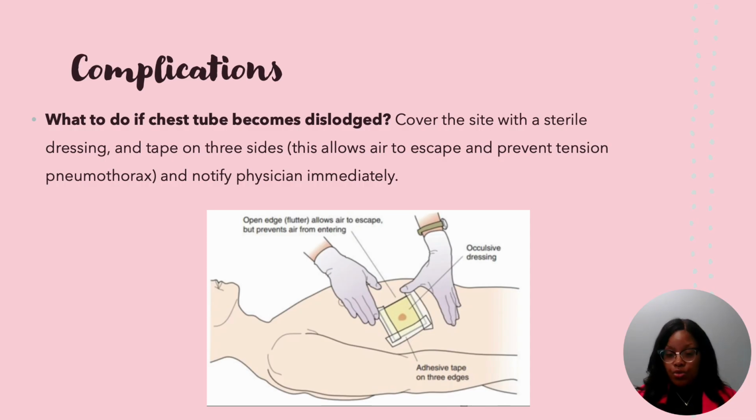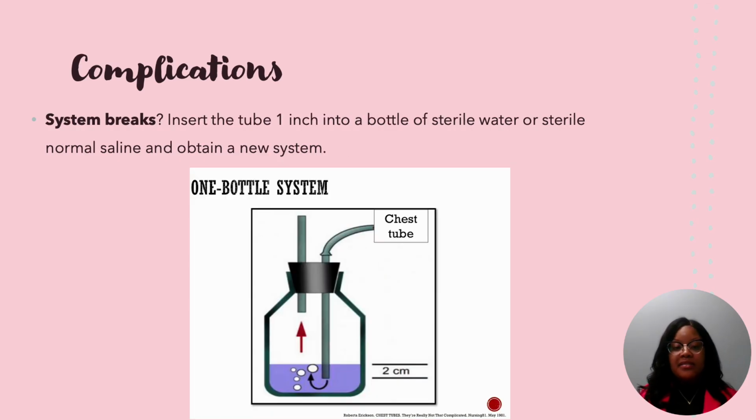So if the chest tube comes out of the patient completely, you want to cover the site with a sterile dressing and tape 3 sides. So what happens if the chest tube drainage system breaks? That means, let's say the patient knocks over the chest tube system and it all breaks. What you want to do is insert the tube 1 inch into a bottle of sterile water or sterile normal saline, and then obtain a new system. Then you'll be able to hook it back up to the new system.